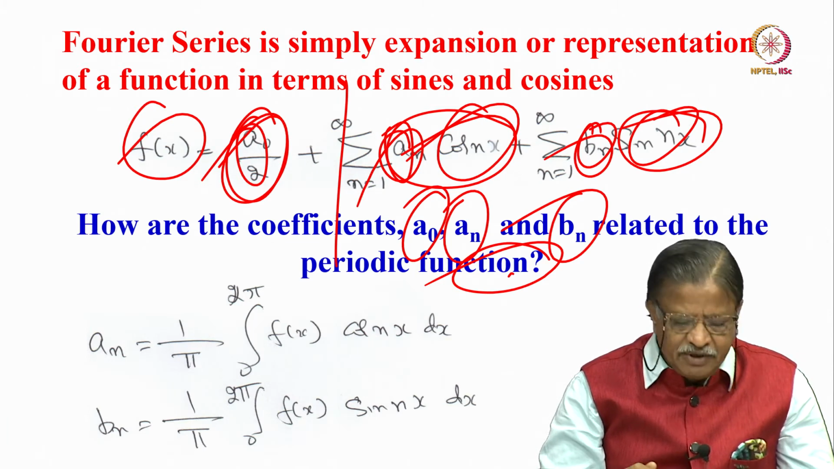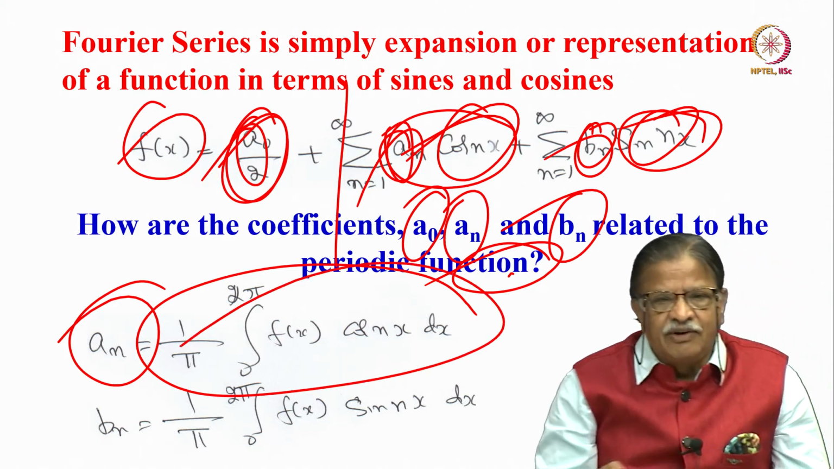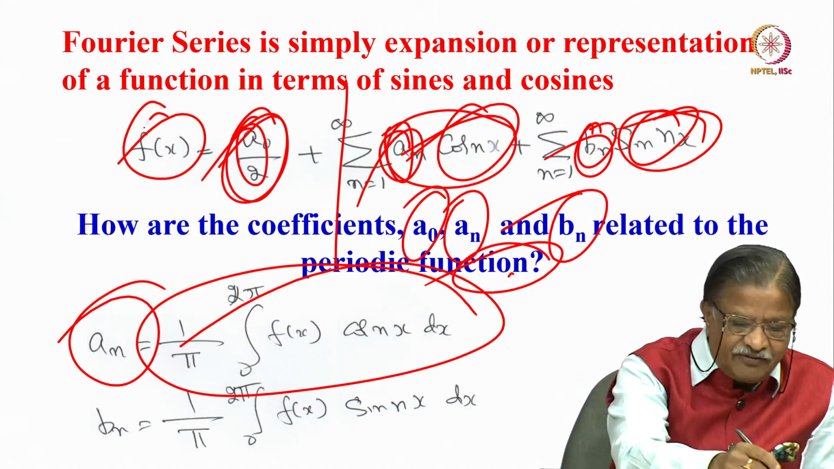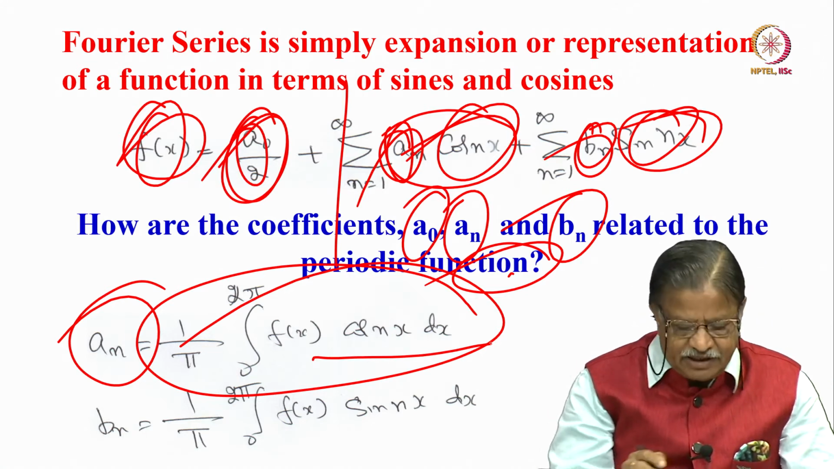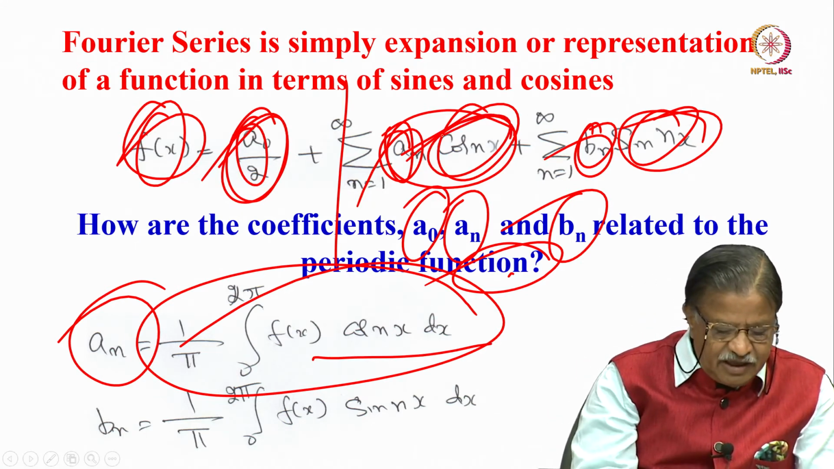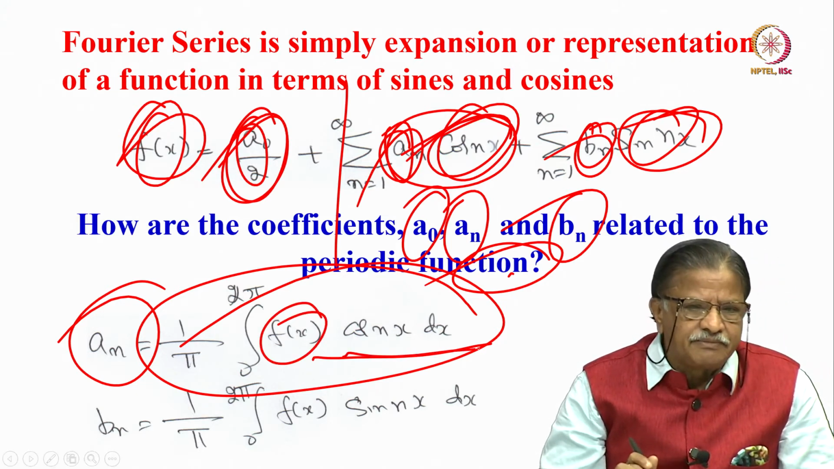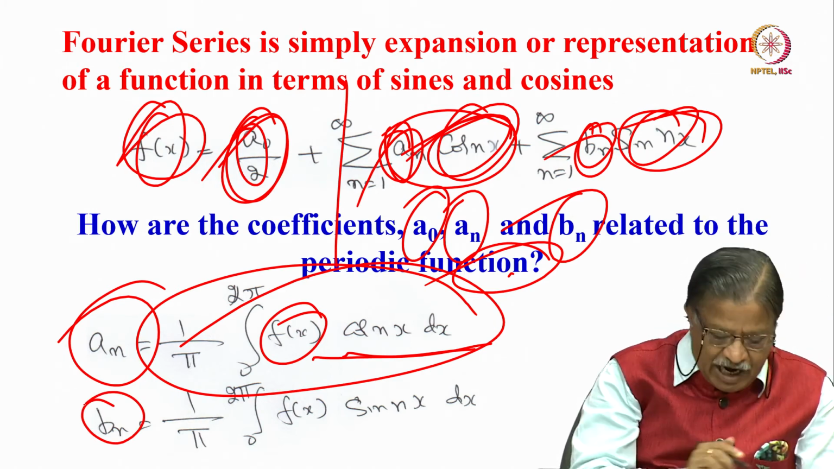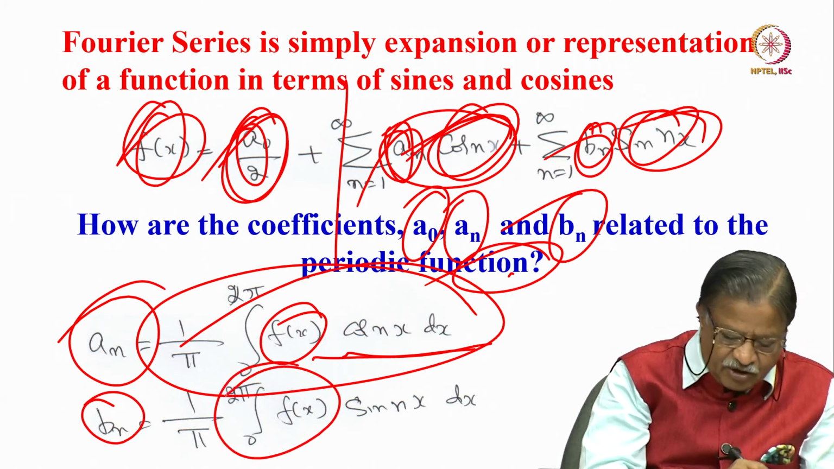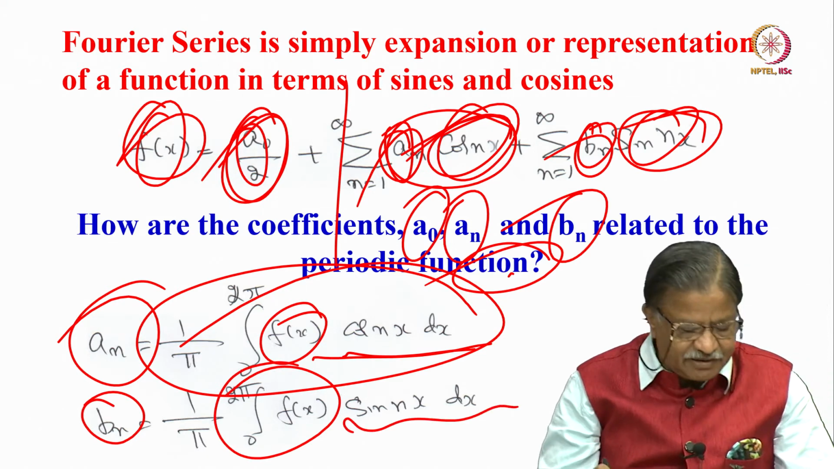For example, if I want to find out a n, I will integrate the function from 0 to 2 pi of this function f of x into cos of n x into dx. This is the cosine of n x. I will integrate 0 to 2 pi this function f multiplied by cos n x dx. For the coefficients b n, I integrate this function again 0 to 2 pi, this function f x multiplied by sin n x dx.